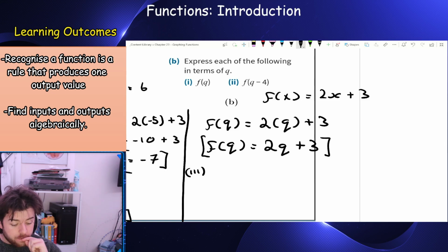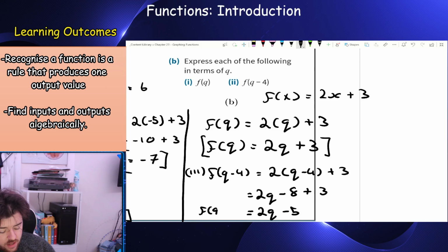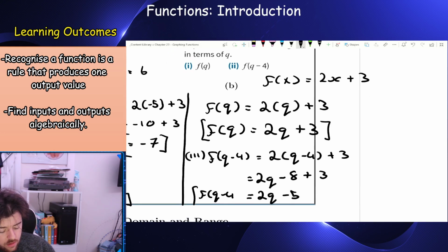And here as well, f of q minus 4. So wherever I have x, I'm putting in q minus 4. So I have 2 times q minus 4 plus 3. Distribute property, I'm going to be left with 2q minus 2 times minus 4 is minus 8 plus 3, which is equal to 2q minus 5. So f of q minus 4 is equal to 2q minus 5. And they are my solutions there.